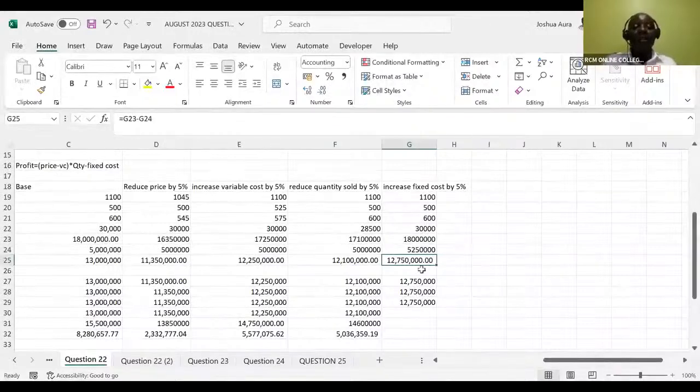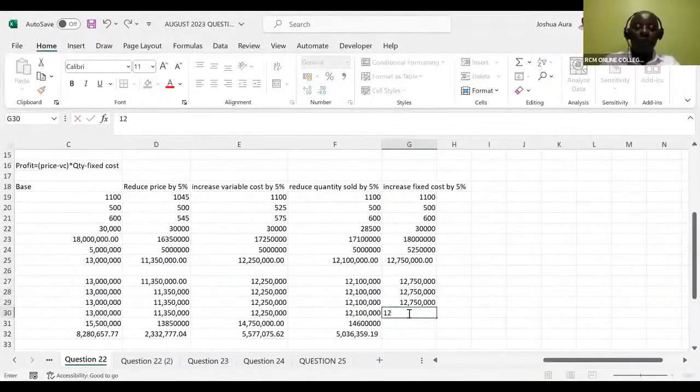That is the enter. So then I'm getting this profit like that. So I need to come and duplicate them here. So year 1, I duplicate the same. So I come to year 4. Year 4, I have 12,750,000.